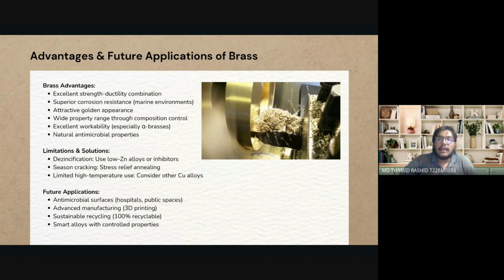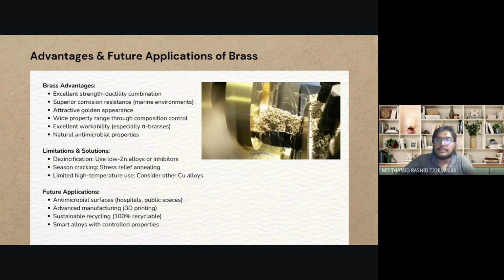Now for the advantages and future applications of brass. The advantages of brass, for example, are its high strength and ductility combination, superior corrosion resistance, attractive golden appearance, wide property range through composition control, excellent workability, and natural antimicrobial property. These are some of the advantages of brass. But there are also some limitations. For example, limited high temperature use.